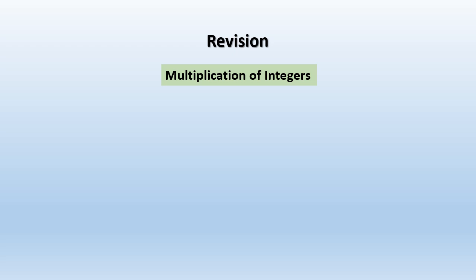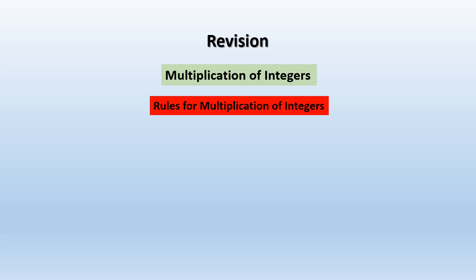Now, before we move further with our topic, let us do a small revision of the topics which we have covered in the previous video. In the previous video, we have studied about multiplication of integers. In that video, we have understood about the rules of multiplication of integers. Now let us look into the rules for the multiplication of integers. The first rule is when you multiply a positive integer with a positive integer, the resultant answer is a positive integer. Example, 3 multiplied by 5 is 15.